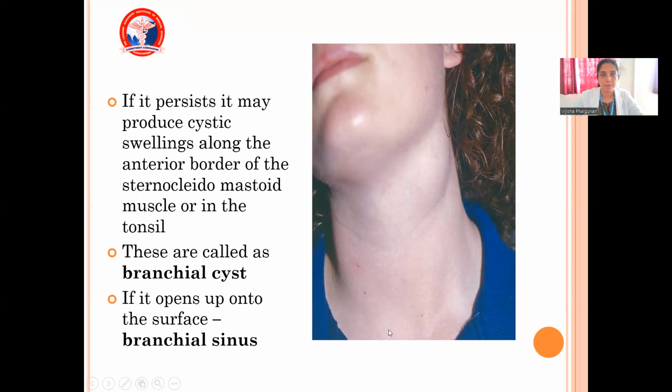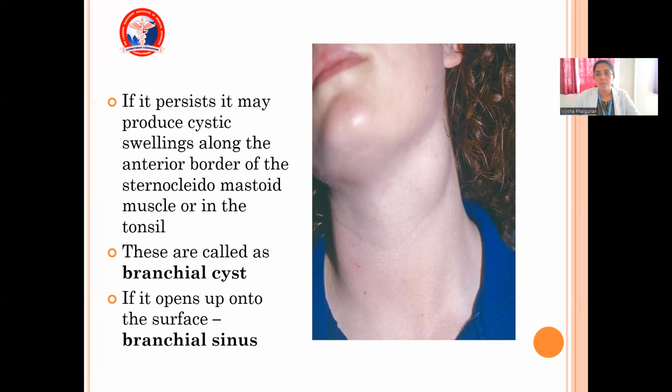If it persists, it may produce cystic swellings along the anterior border of the sternocleidomastoid muscle or in the tonsil. If the cervical sinus persists, if that gap is not sealed, then you get something called a pharyngeal cyst. You can see a bulge here. Typically it will be present along the anterior border of your sternocleidomastoid muscle.